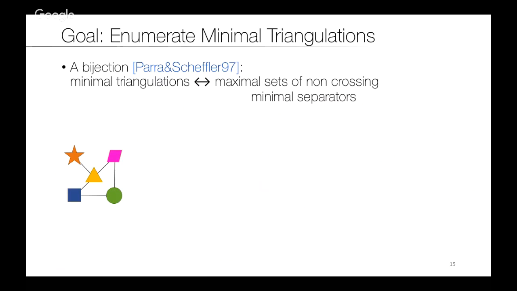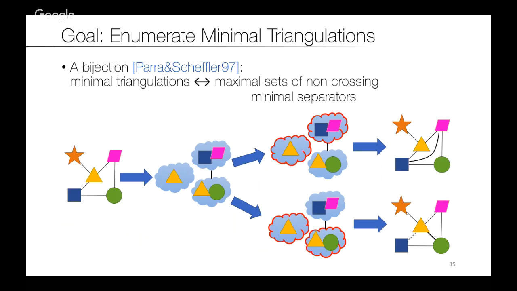And there is a known bijection between minimal triangulations and maximal independent sets. So this is a separator graph of the original graph. What this graph has is that every node is a minimal separator, which is a subset of nodes that if you remove them, you separate the graph into components. And two separators are connected by an edge if the separators are crossing, which means that they separate each other. So the bijection says that the maximal independent sets on the separator graph correspond to minimal triangulations.